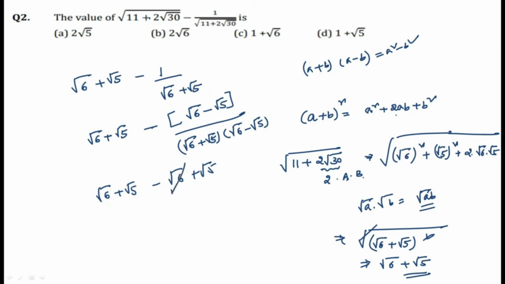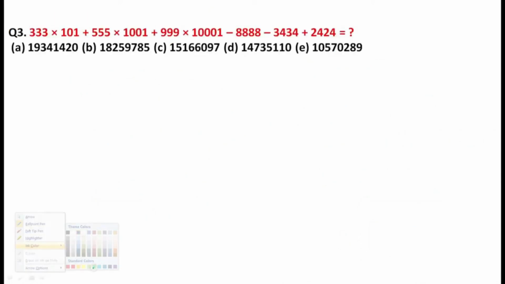Now the final resultant here, 6 cancels. Now the value is 2 root 5. So 2 root 5. Guys, just observe how we are doing; every step is most important. If you know how to split these values, you can get that answer. Now the next one.